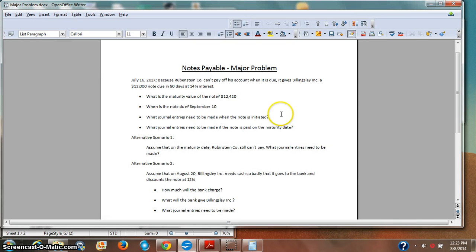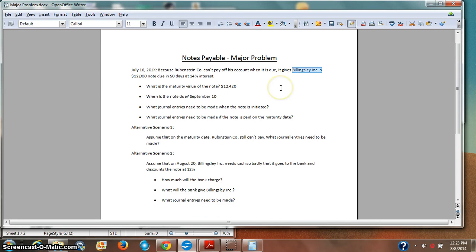So now here's the next question. What journal entries need to be made when the note is initiated? And for this problem, we're just going to be talking about Billingsley Incorporated. They're the one who are owed the money. They have an accounts receivable, and it's transforming into a notes receivable. Of course, on the other side of things, Rubenstein has an account payable on his books, and it's going to turn into a note payable. So really it's just the opposite of what we're doing here.